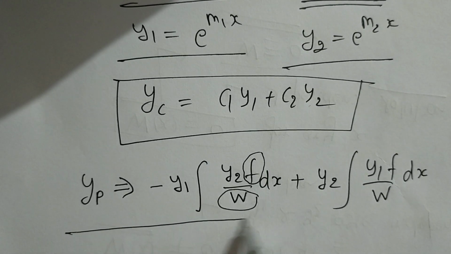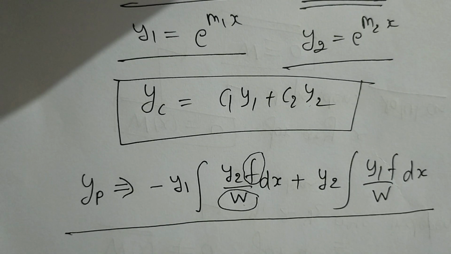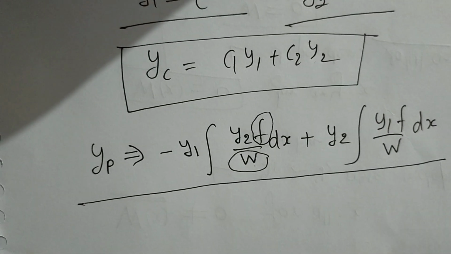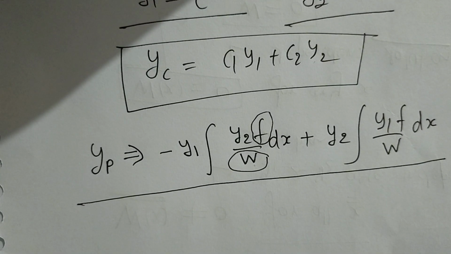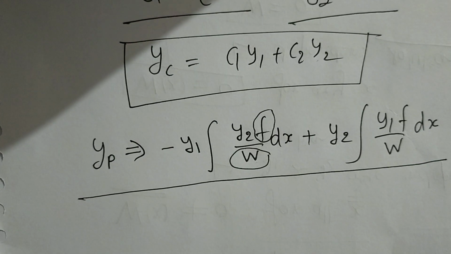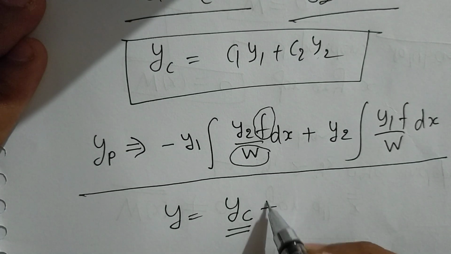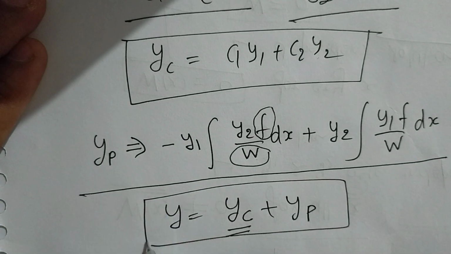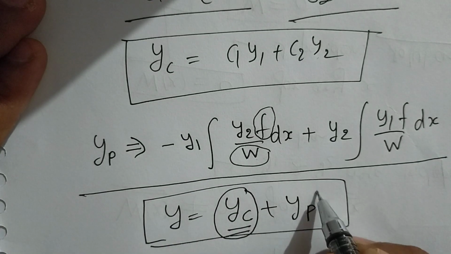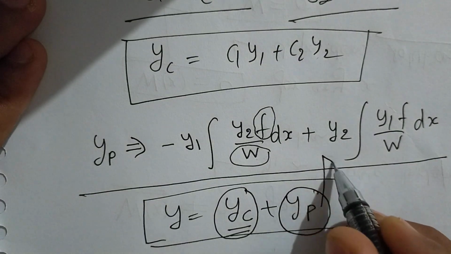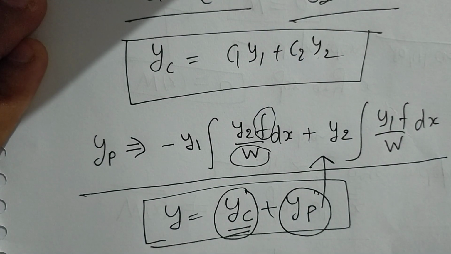So before applying this formula, you have to make sure your Wronskian should be non-zero. Wronskian non-zero means you should have the independent solution. So when y1 and y2 are independent, we can find the Wronskian and we can get the yp. So the final solution y will be yc, complementary function, plus yp, particular integral. This we get using the auxiliary equation, and this we get using the method of variation of parameter, which is based on Wronskian. So this was the working procedure of this method.